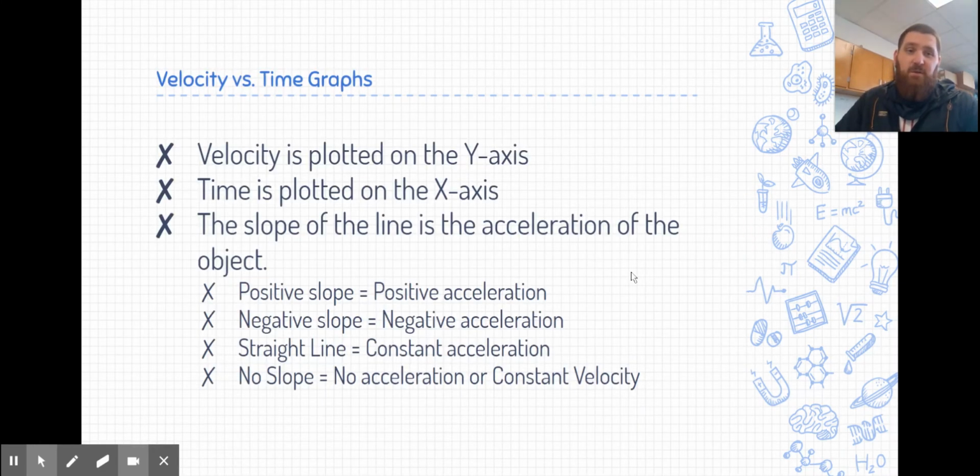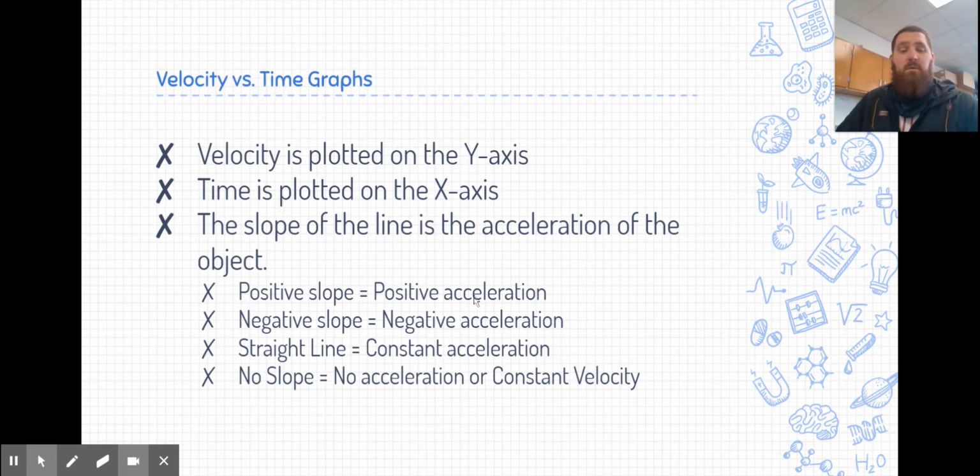Now, velocity versus time graphs are a little less common, but we'll still see them from time to time. Velocity versus time graphs have velocity plotted on the y-axis, and again, time is plotted on the x-axis. The slope of the line is the acceleration of the object. So we'll be able to look at the acceleration of the object based on these graphs.